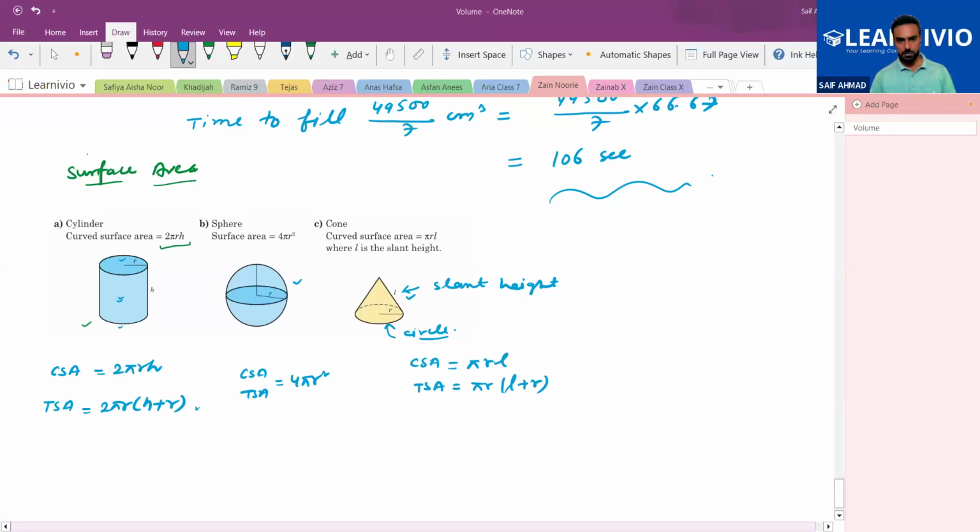Now, there are 14, 15, 16, 17 questions in your exercise. Similarity is also here, area of similar shapes. The chapter is too big. Similarity and volume of similar shapes.